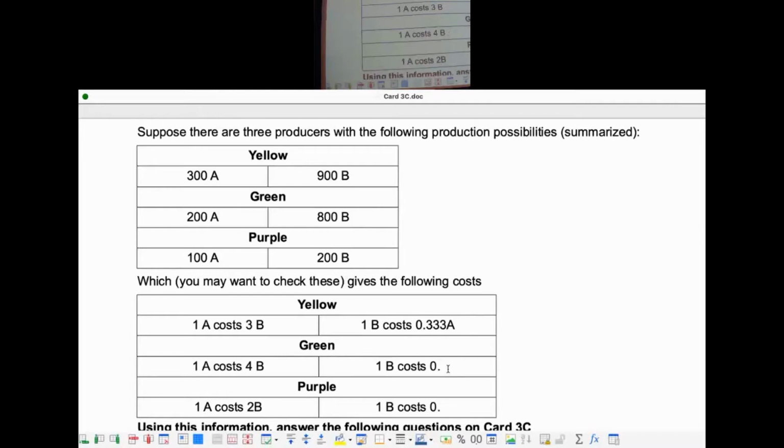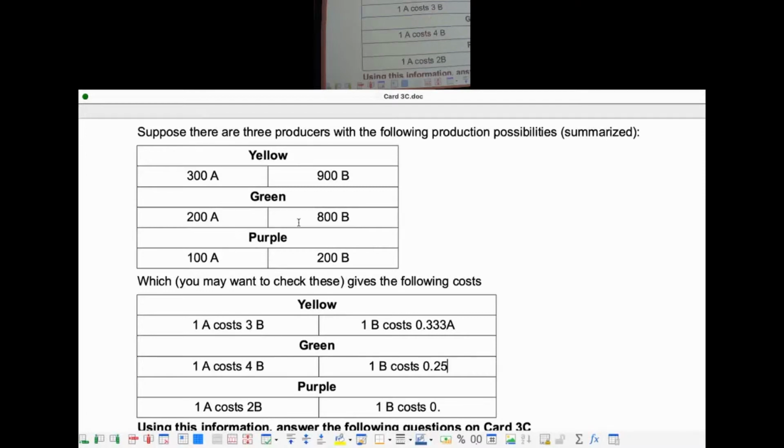So you basically do it the same way. You say, all right, if 800 B's would cost you 200 A's, well, to find out how much one B costs, you divide that by 800. You divide this by 800, you get 200 divided by 800 is 1/4, which is 0.25. Very good.